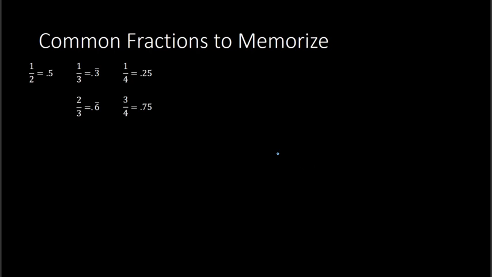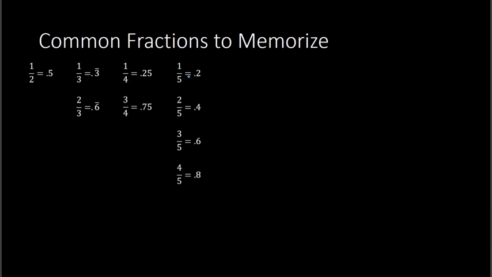Now dealing with the denominator as a 5, we have 1/5, 2/5, 3/5, and 4/5. So 1/5 is 0.2, 2/5 is 0.4, 3/5 is 0.6, 4/5 is 0.8. So basically you're taking the numerator and multiplying by 2 and making it with a decimal in the front.